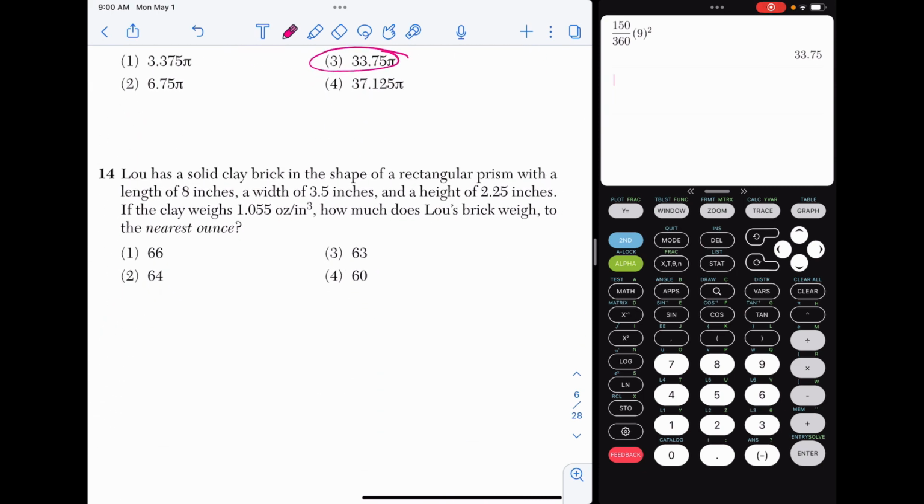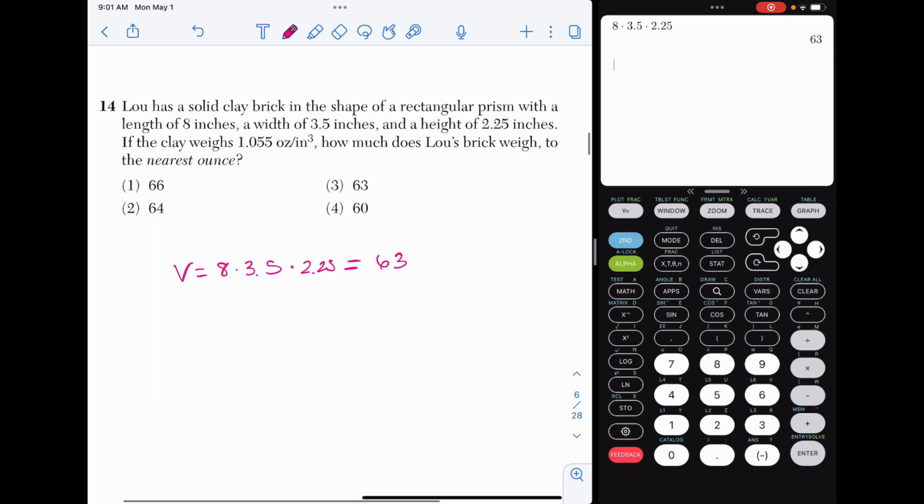14, Lou has a solid clay brick in the shape of a rectangular prism, with a length of 8 inches, a width of 3.5 inches, and a height of 2.25 inches. If the clay weighs 1.055 ounces per inch cubed, how much does Lou's brick weigh to the nearest ounce? Okay, I definitely want to figure out the volume. Volume is area of the base times the height. But for a rectangular prism, a lot of people can just think of it as length times width times height. So I have 8 times 3.5 times 2.25. So the volume of one clay brick is 63.